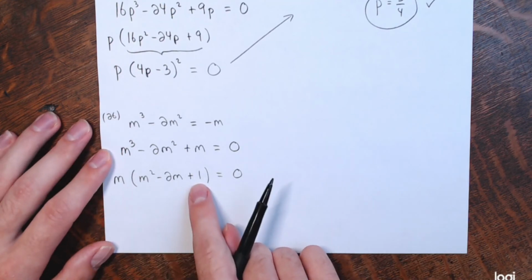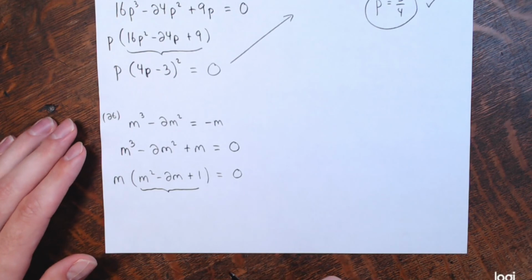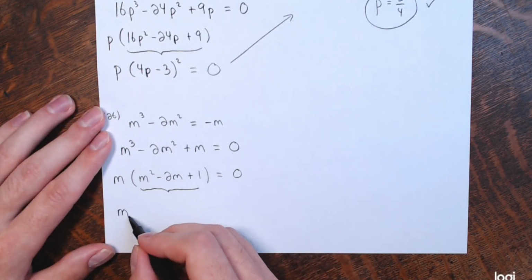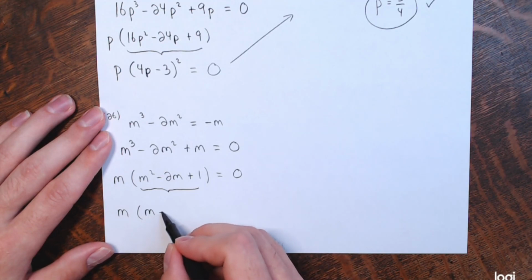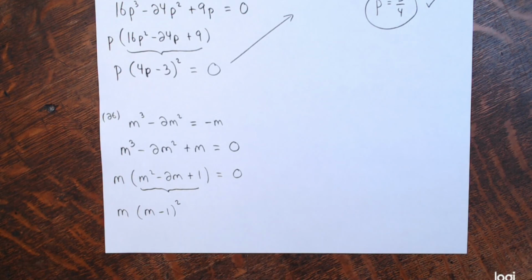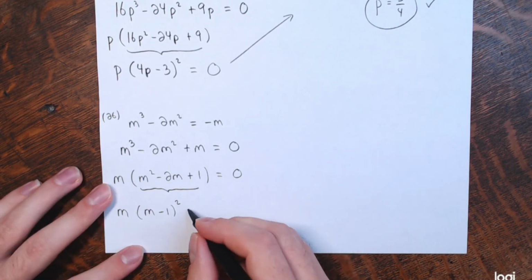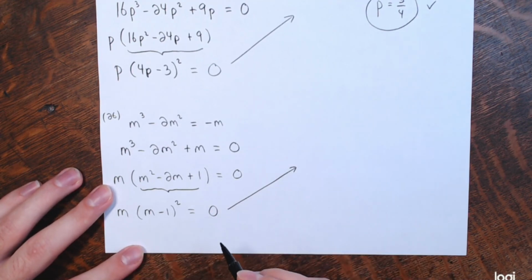And this is another one of those perfect square trinomials. How lucky are we? So this is m times, and then m squared minus 2m plus 1 would factor to m minus 1 twice: m minus 1 times m minus 1, m minus 1 squared. And this is equal to 0. So I have a product equal to 0. Great, I can apply that zero product property.